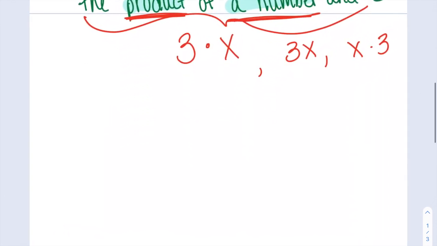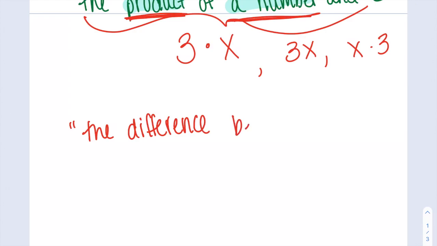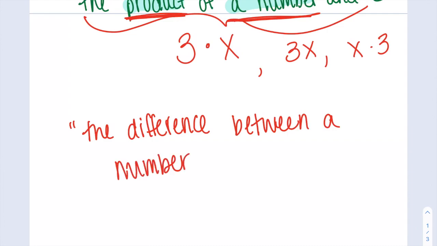The next one. The difference between a number and 10. So we already see the number, which means we're going to be working with a variable, and 10. I might just start by writing x and 10 here.